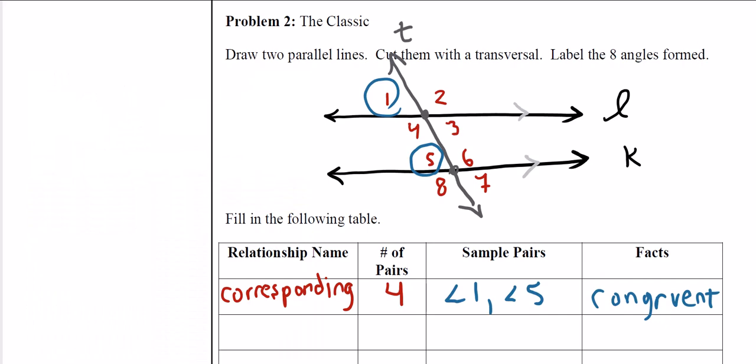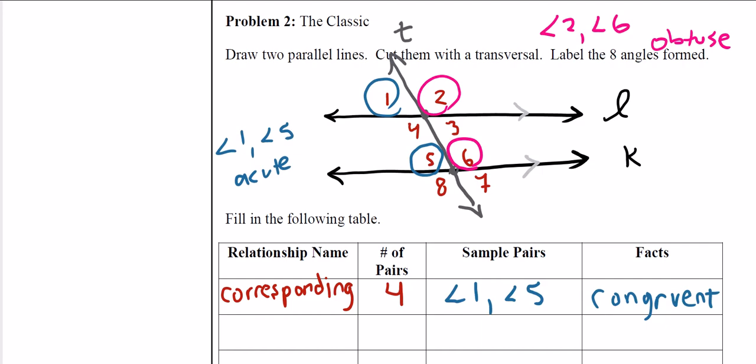Now don't be fooled. It doesn't mean all corresponding angles are congruent. That's not true, because we know, for example, that angle 2 and angle 6 is another pair of corresponding angles. So for example, angle 2 and angle 6, well, those are congruent to each other. Those are equal to each other. You'll note that they look obtuse, right? So here's angle 2 and here's angle 6. Both of them look obtuse. So angle 2 is equal to angle 6. It's congruent to angle 6.